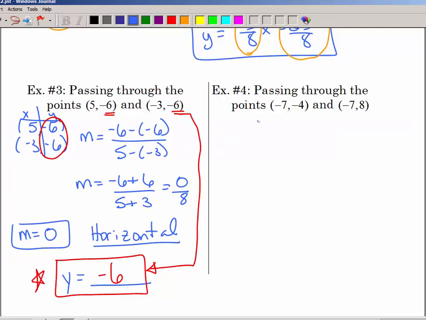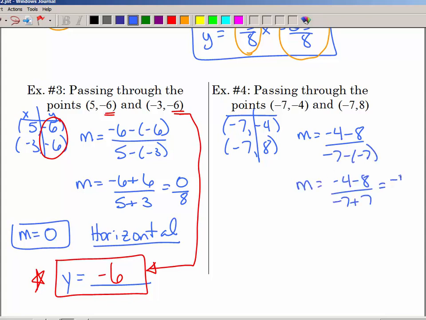Let's look at this one. So again, I'm going to line up my 2 points. I'm going to find my slope, difference of the y's over the difference of the x's, and I get -12 divided by 0. But I can't divide by 0. So that tells me my slope is undefined. Even if I wanted to plug it into a formula, I can't. That's not a number. I can't plug in a word.